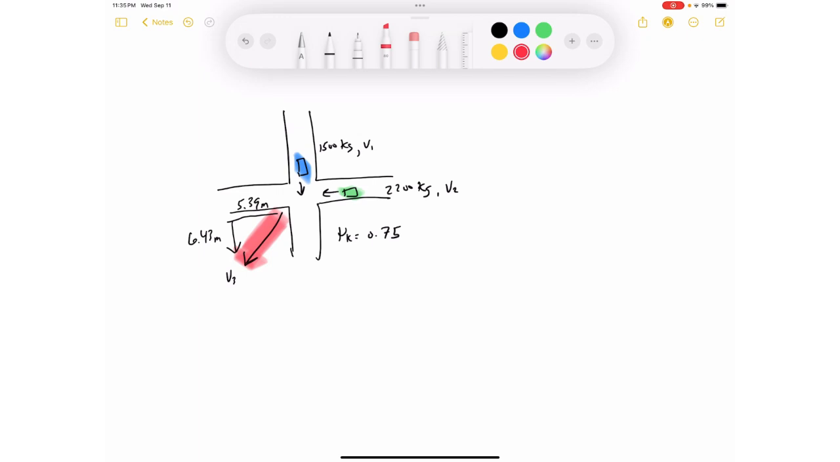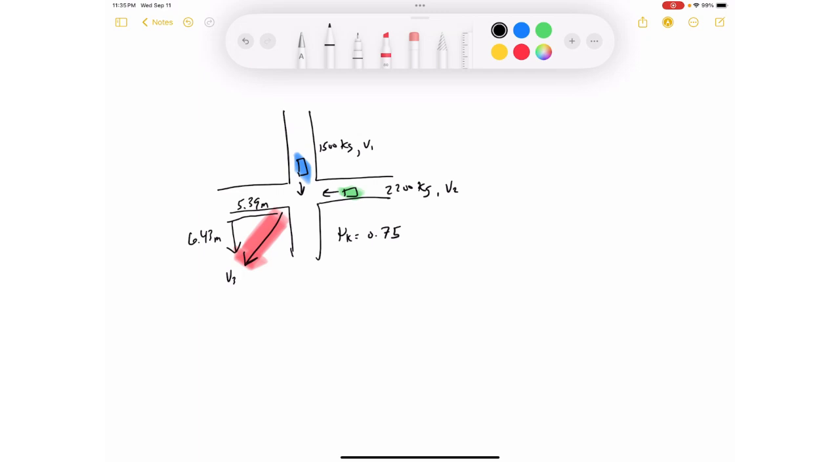Basically, what we need to do is figure out what v1 is, the velocity of the blue car, and v2, the velocity of the green car. The other thing that's given is that the coefficient of kinetic friction is 0.75. So that's the friction between the tires and the ground. Okay, so let's go on this.